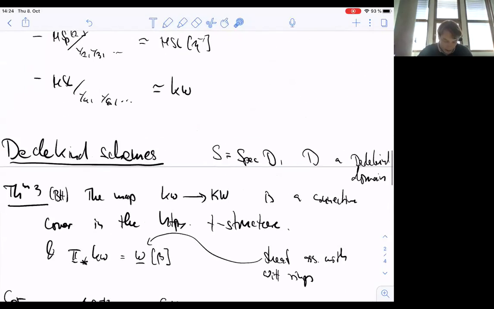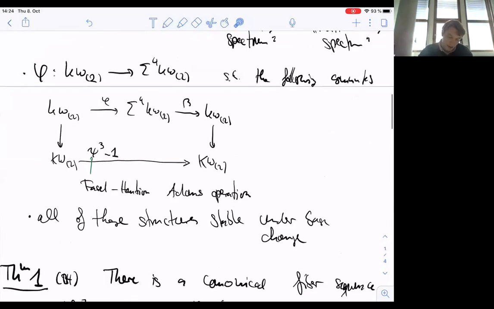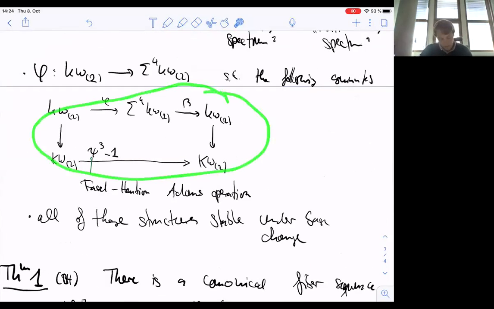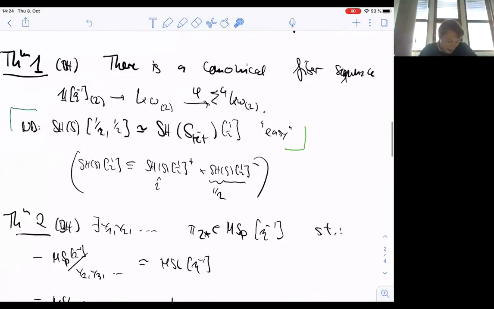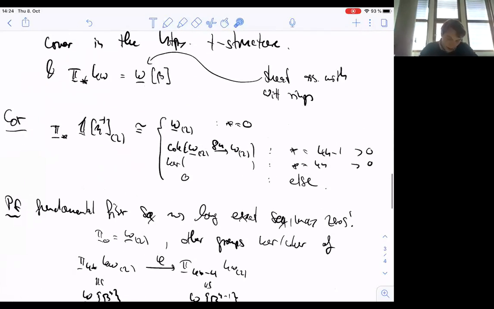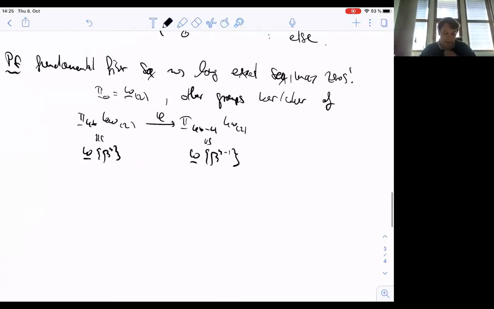If you look at this diagram here, it tells you basically that the way φ operates is you do ψ³ minus 1 and then you divide by β. Of course, if there's β-torsion, this is a bit iffy, but here there's no β-torsion, so it has to be that. So you just need to know what ψ³ does, and the Adams operation tells you what it does.